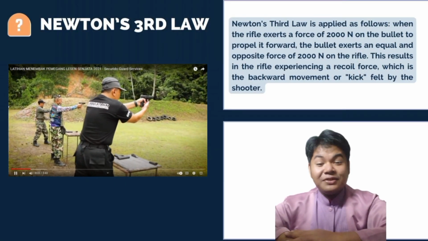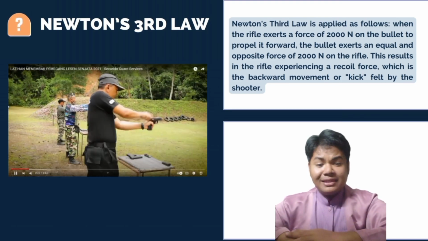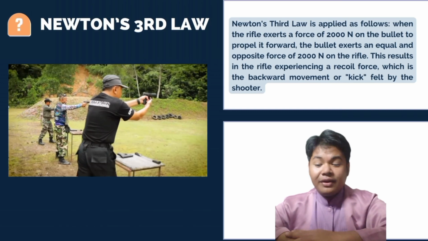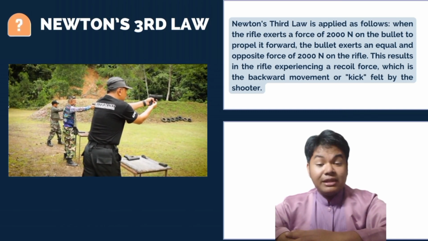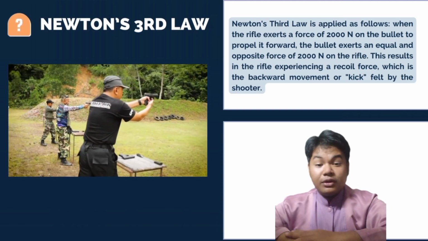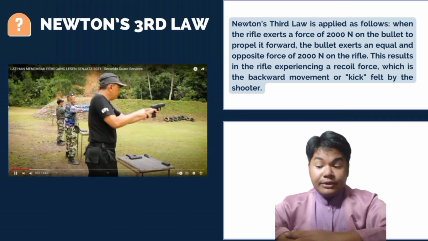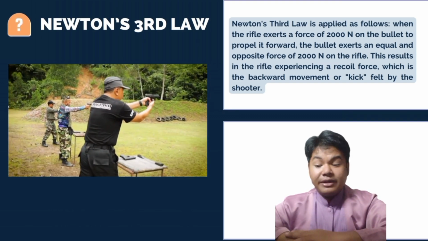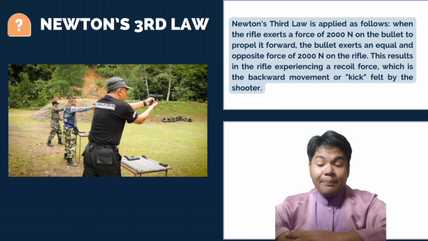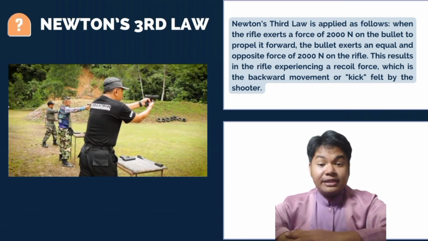Hi guys! The second example of Newton's third law is a shooting video. So how is a shooting video related to Newton's third law? When the rifle exerts a force of 2000 Newtons on the bullet to propel it forwards, the bullet exerts an equal but opposite force of 2000 Newtons on the rifle. This results in the rifle experiencing a recoil force, which is a backward movement or kick felt by the shooter, as I showed you with the arrow in the video.